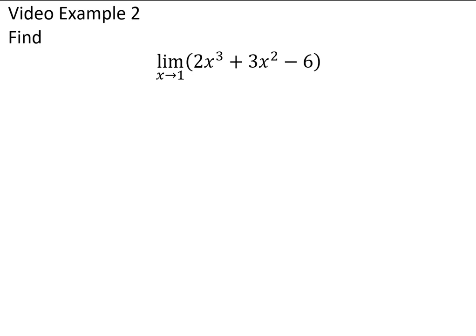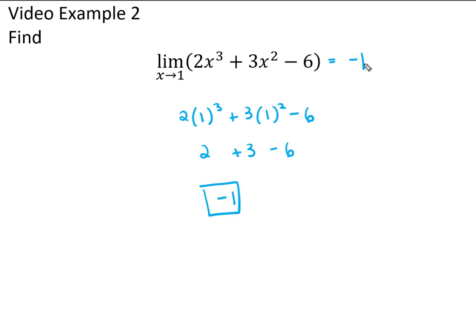this function? So I get 2 times 1 cubed plus 3 times 1 squared minus 6, which is just 2 plus 3 minus 6, and there you get negative 1. So the limit of this function is negative 1.